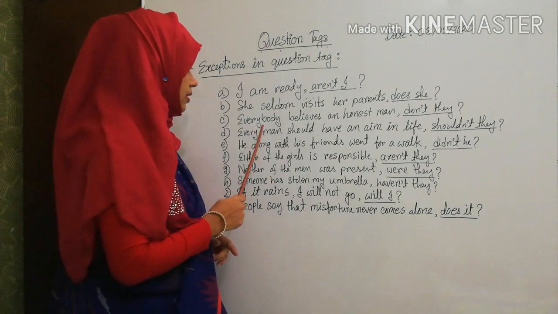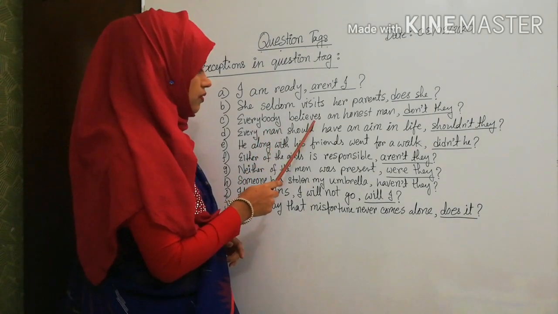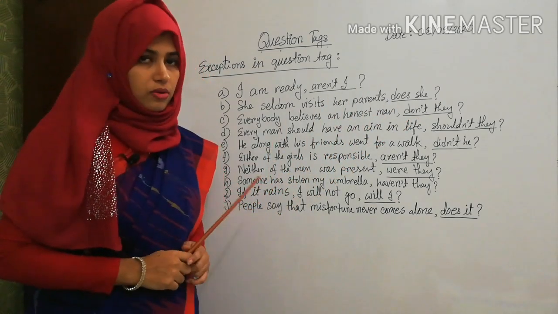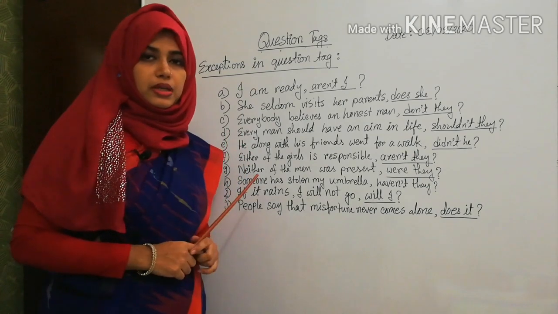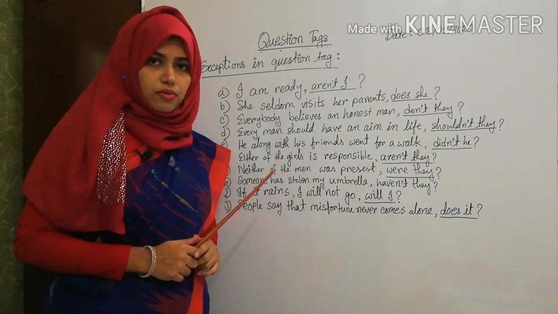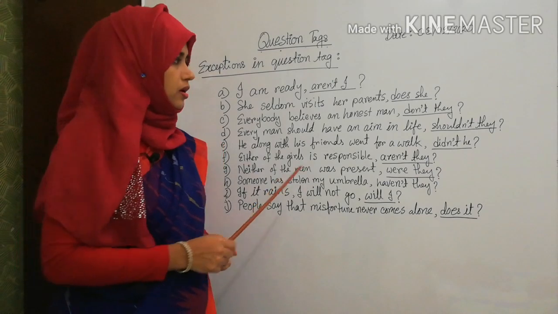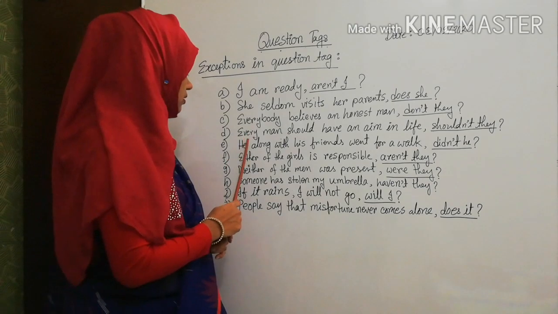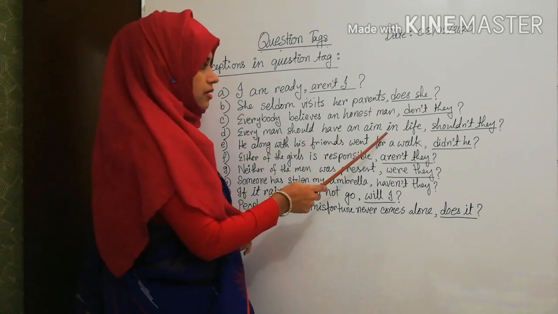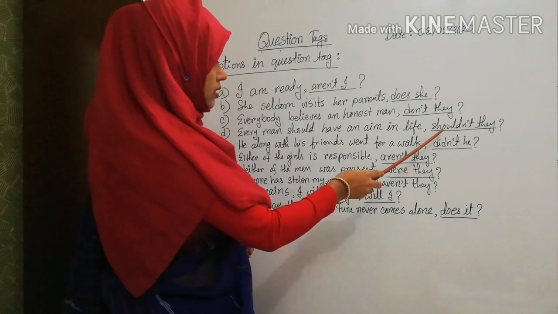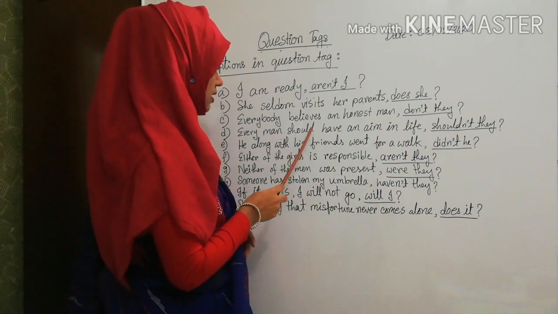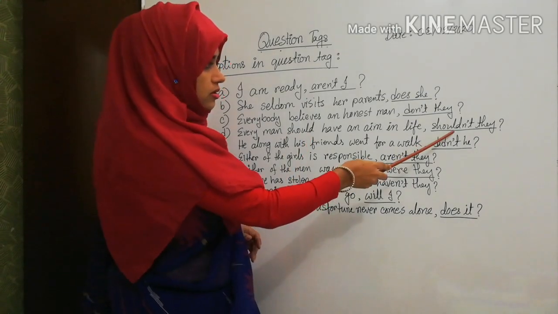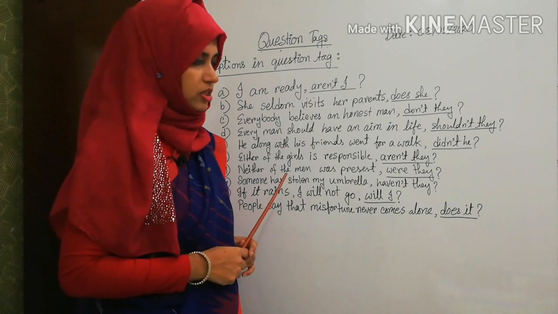In case of everybody, if you find an s with the verb, the tag will be don't they. Okay, remember it. For everybody, anybody, somebody, everyone, someone, anyone, we are going to use they as the pronoun. Next one: every man should have an aim in life. Here we are using shouldn't they, as there is a modal auxiliary, so we are using that modal auxiliary in the tag question. Okay.